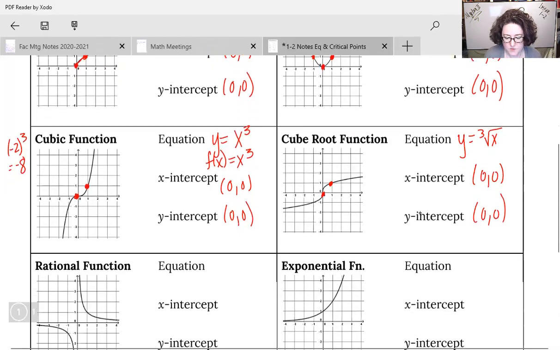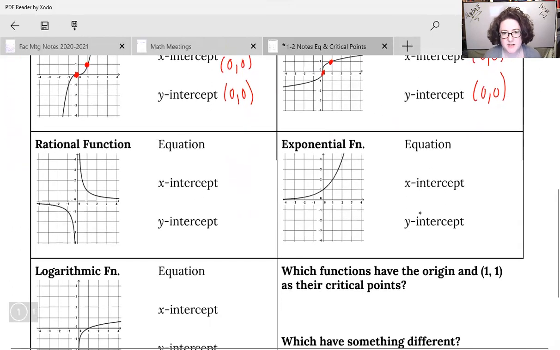Alrighty, rational function. So again, this is the weird one. I did give you a preview of this equation last time. This one's going to look like y equals 1 over x. So this is where we start differing a little bit. We do not have a point at the origin. And again, why did we decide that?